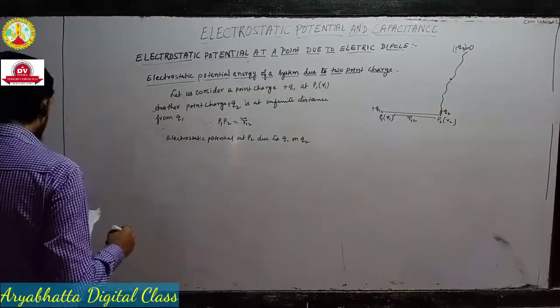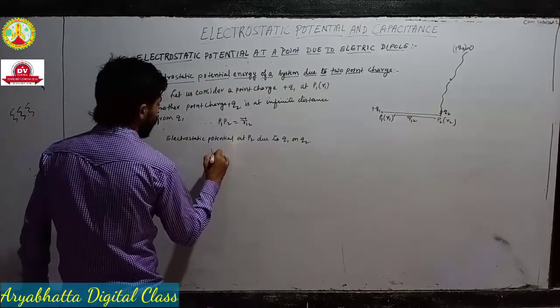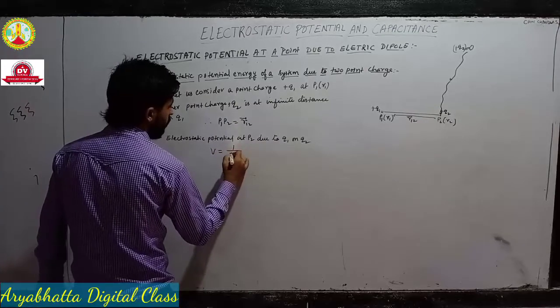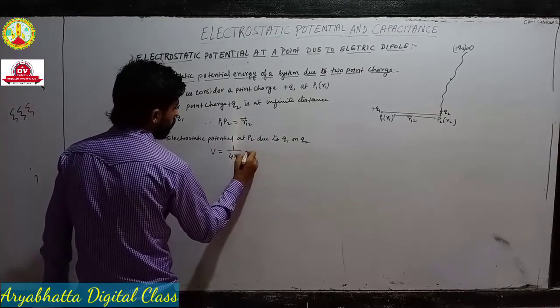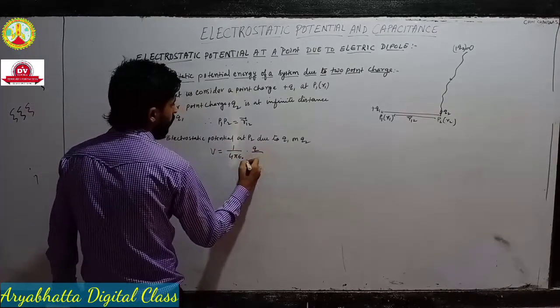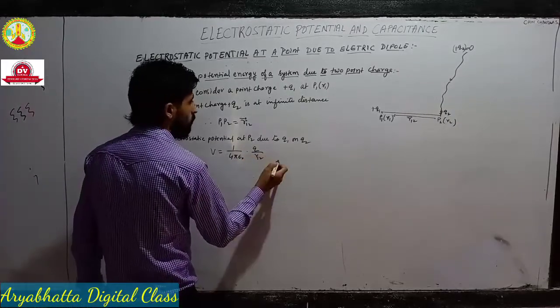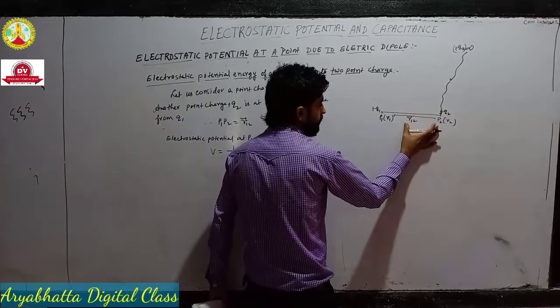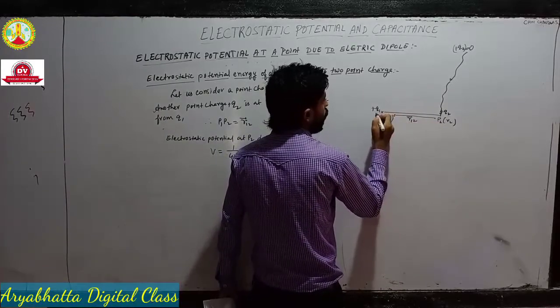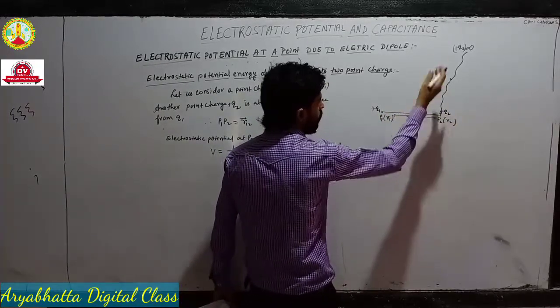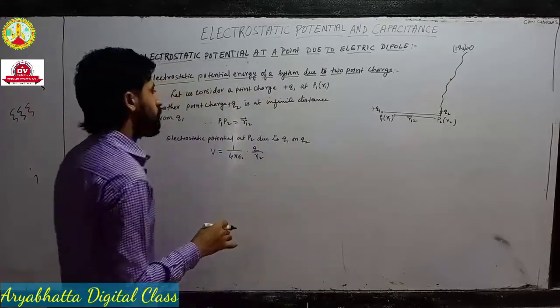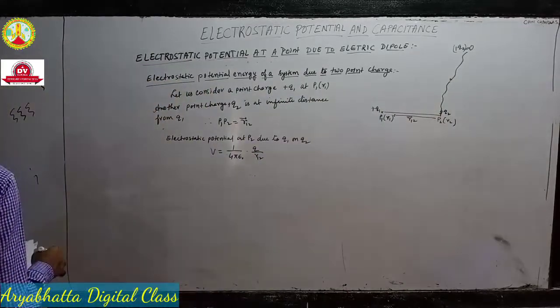So what is the potential? What will the potential given by a point charge be? 1 by 4 pi epsilon naught into Q by R12, because this is the total distance, right? And because of this charge we have done some work. From this charge the work is done, right? So it will be Q by R12.